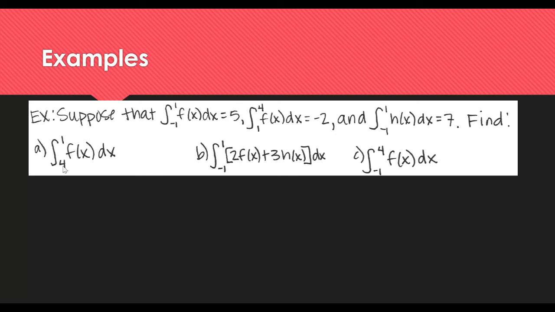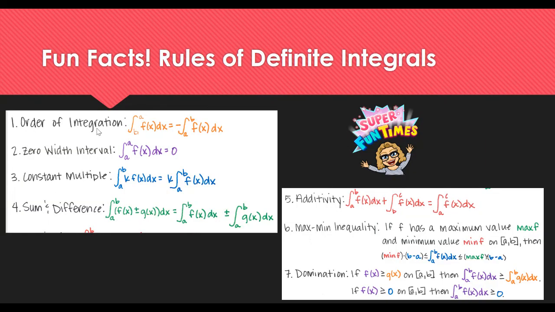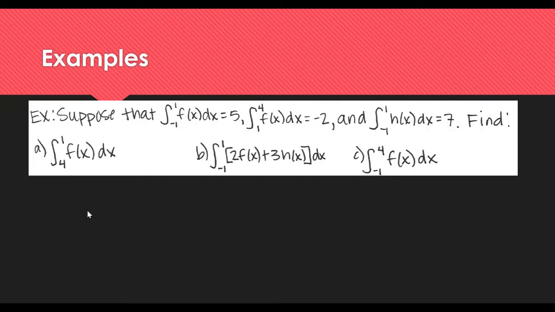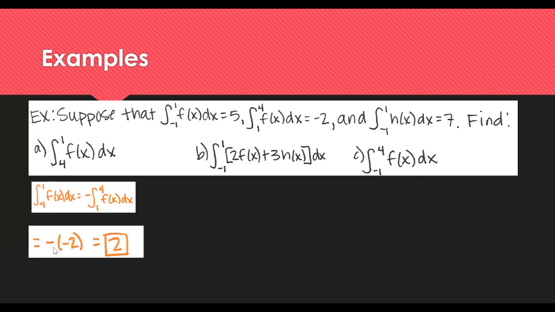So let's look at letter A. I want the integral from 4 to 1 of f of x. Well, I know up here the integral from 1 to 4 is -2. And that very first fun fact on the last slide said if we want to change the order, we just put a negative out front. So instead of from 4 to 1, that's negative the integral from 1 to 4. Well, I know 1 to 4 is -2, so that means it's negative -2. So my answer is just 2.